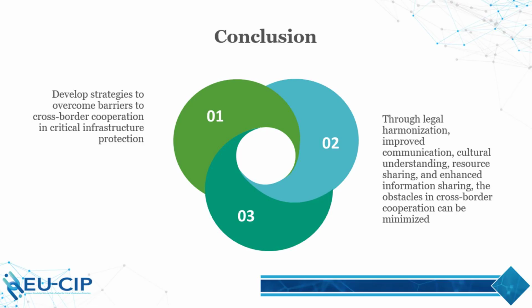In conclusion, by exploring the complexities and challenges faced during cross-border cooperation in critical infrastructure protection, stakeholders can develop strategies to overcome these barriers and achieve successful collaboration. Through legal harmonization, improved communication, cultural understanding, resource sharing, and enhanced information sharing, the obstacles in cross-border cooperation can be minimized, ultimately leading to a safer and more secure critical infrastructure environment.